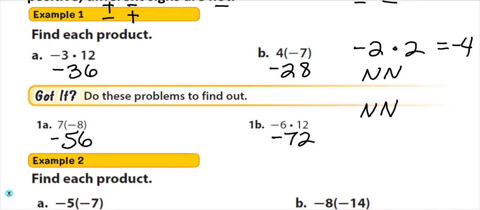Whereas 2 times 2, which would be positive times a positive, so if I have two positives and another group of two positives, how many do I have? I have 4 positives, right?